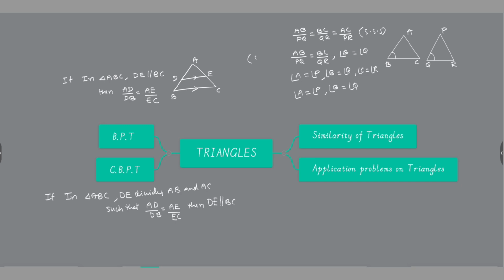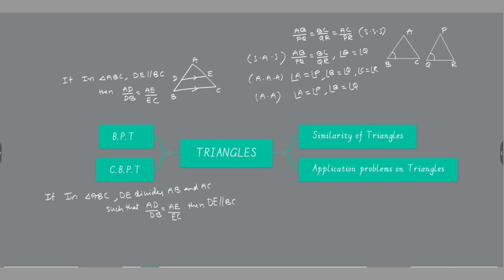This is what the SAS similarity criterion is. This is what the AAA similarity criterion is. This is what the AA similarity criterion is. So you will be given figures or sometimes information. By using the information or figures, we have to decide under which criterion they are similar.